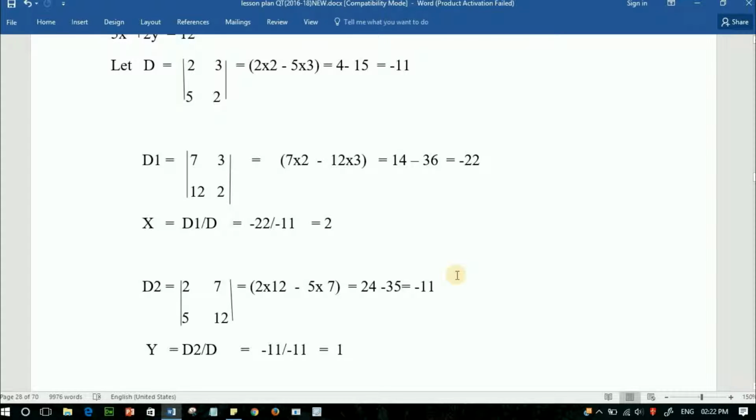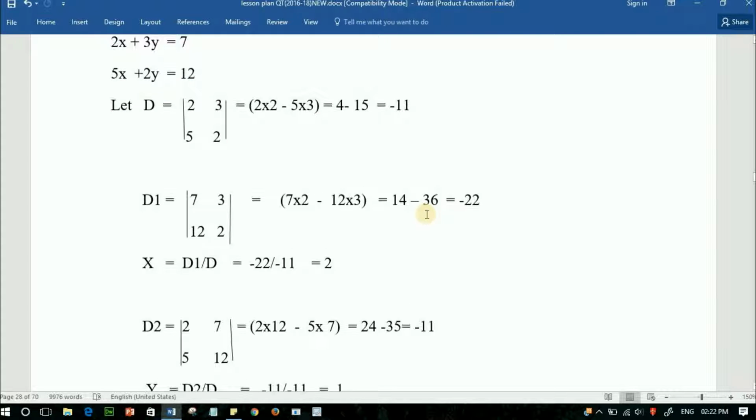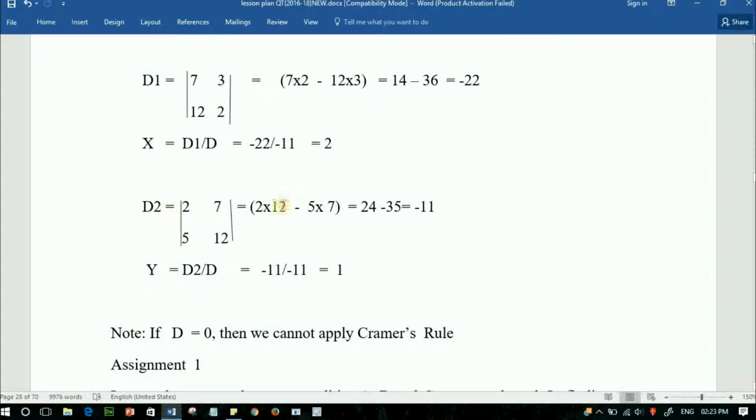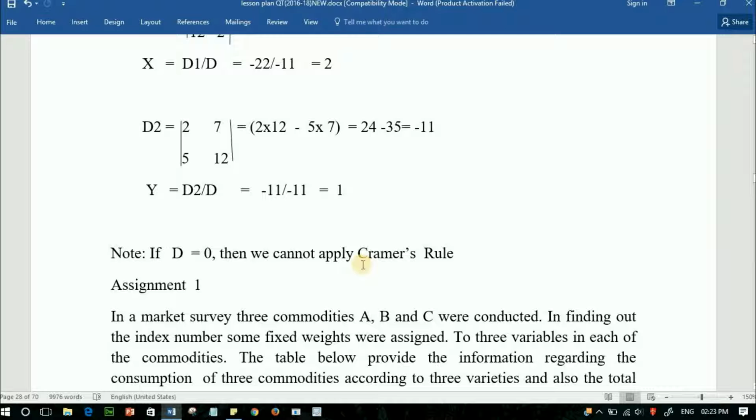Similarly, we can find D2, to find y. For that purpose, the coefficients of y are replaced by the constants. So the first column is 2, 5, and the constants replace 3 and 2 by 7 and 12. Evaluating, we get 2 into 12 minus 5 into 7, that is 24 minus 35, that is equal to minus 11. Therefore, y is equal to D2 by D, that is minus 11 by minus 11. Both are negative, so the answer is equal to 1.